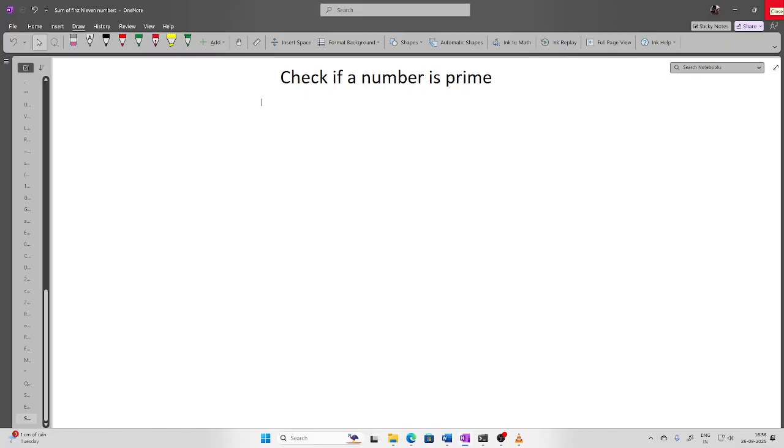So today we will be writing a program to check whether a number given by the user is a prime number or not. So what are prime numbers? Prime numbers are those numbers which are divided by either 1 or that number itself. That means the number has to be exactly divided by two numbers.